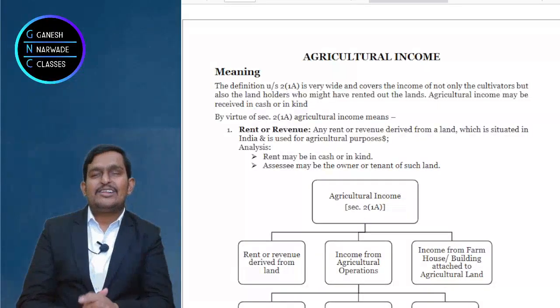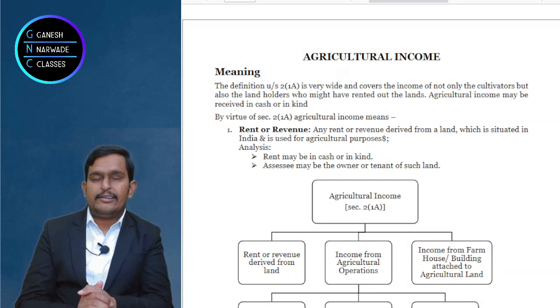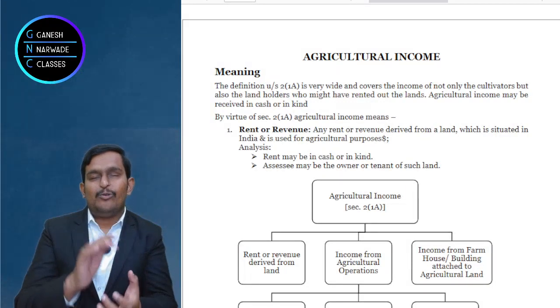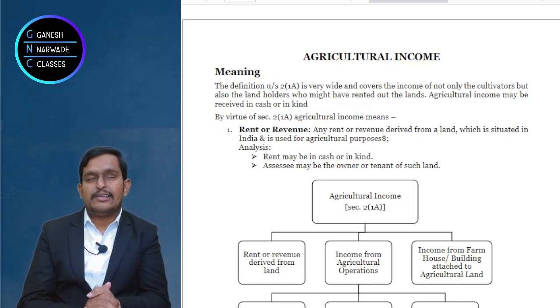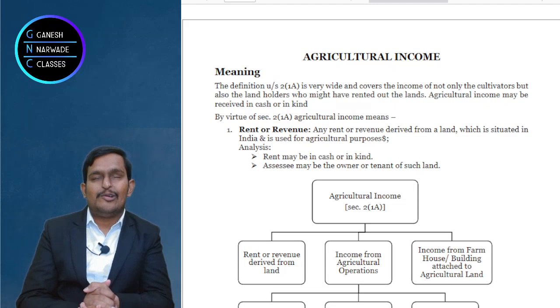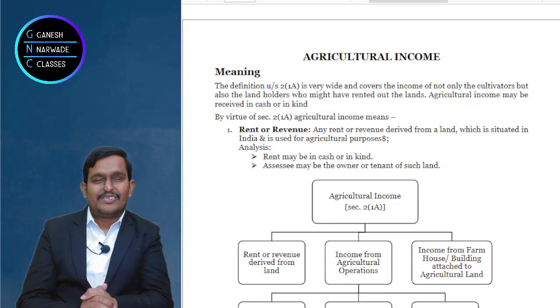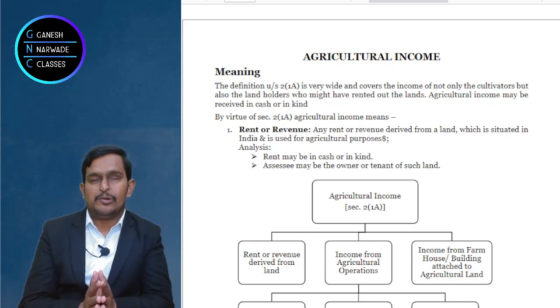Welcome everybody to this new chapter, agricultural income. Yes, we understood what is the tax rate, what is the income. Now we also understood what is residential status, and now we are into the third chapter, and that is your agricultural income. Now, very frankly, in a very simple language, I'll try to discuss this with you.